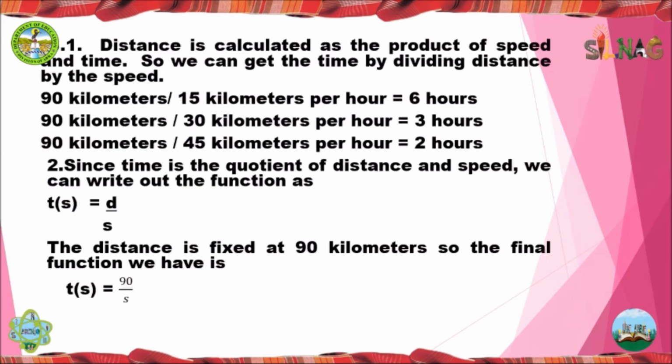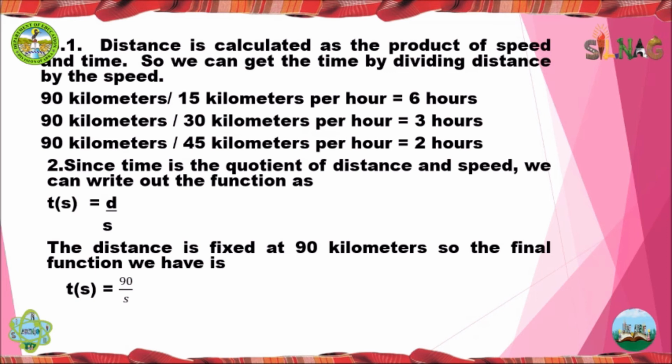For letter B, the distance is calculated as the product of speed and time. So we can get the time by dividing distance by the speed. 90 kilometers divided by 15 kilometers per hour is equal to 6 hours. 90 kilometers divided by 30 kilometers per hour is equal to 3 hours. 90 kilometers divided by 45 kilometers per hour is equal to 2 hours.